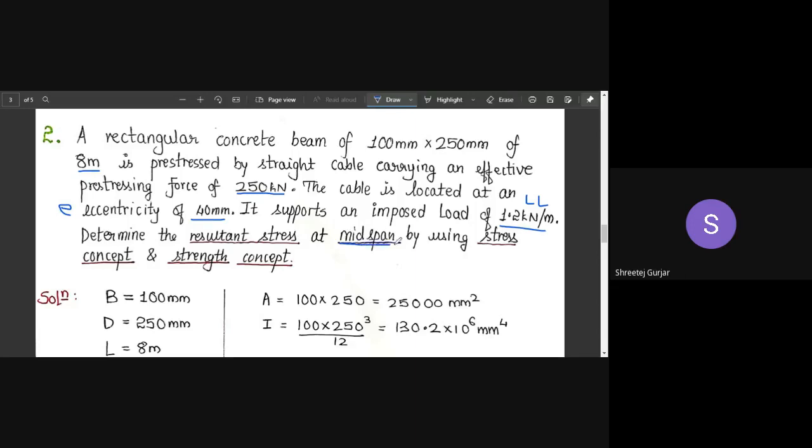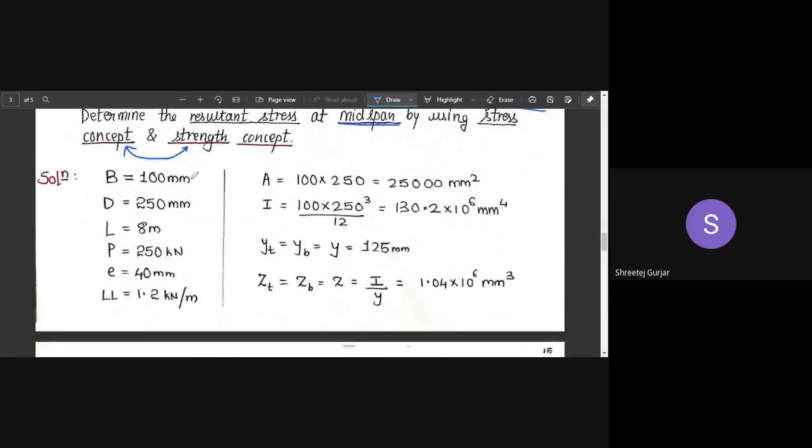Midspan, using the stress concept as well as the strength concept. The stress concept and the strength concept is nothing but the force concept. Force concept is also known as strength concept. We need to get the same answers from both the concepts, because both are similar to each other, and if you do not get the same, you have done something wrong in your calculation.